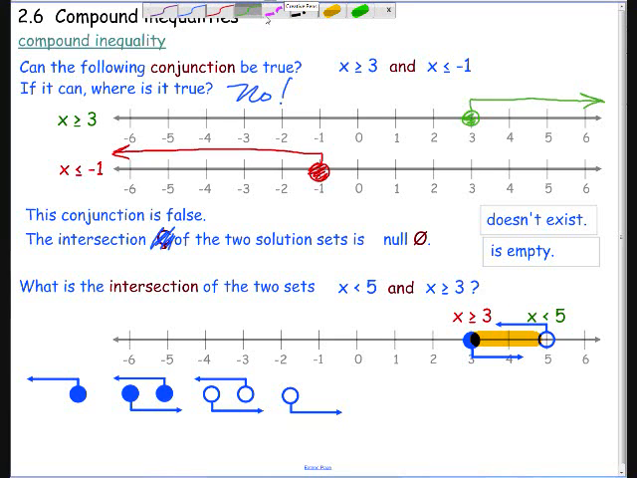So how am I going to write this? I'm going to write it as x being less than 5 and greater than. Now notice I'm looking at x on the greater side, so x greater than or equal to 3.